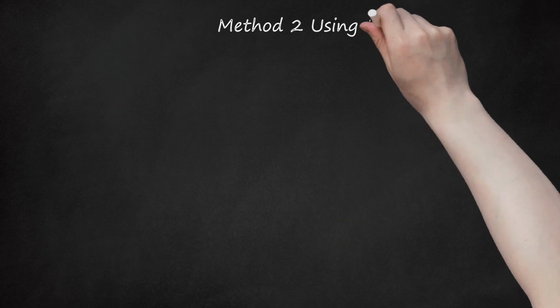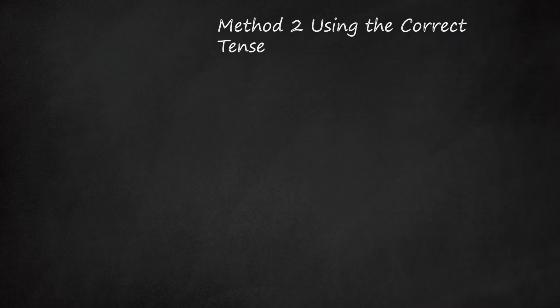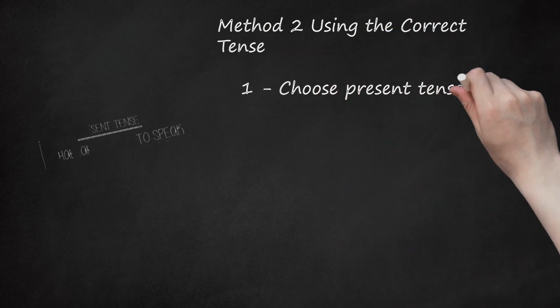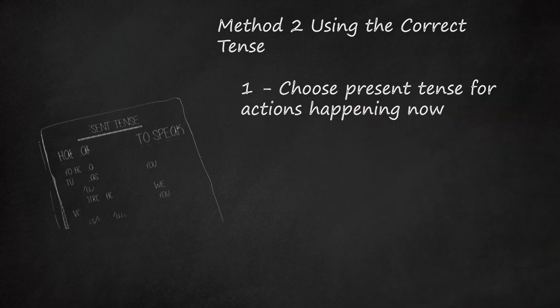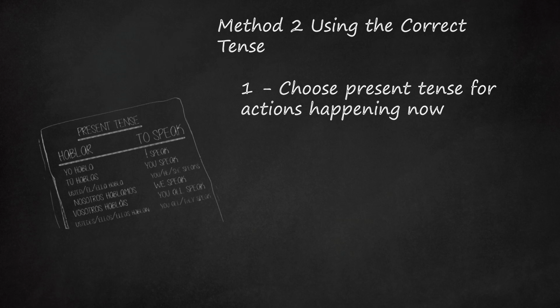Method 2. Using the correct tense. 1. Choose present tense for actions happening now. The present tense typically is the first tense you'll learn if you're learning Spanish as a new language. In Spanish, the present tense also is used in several different contexts that may seem unnatural to you at first, particularly if your first language is English. For AR verbs, the present tense endings are o, as, a, amos, áis, and an.